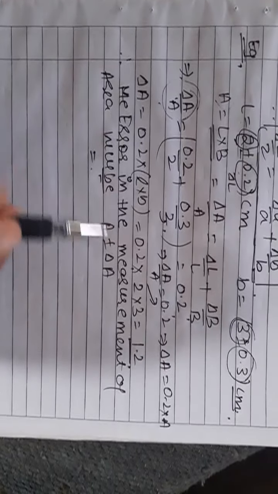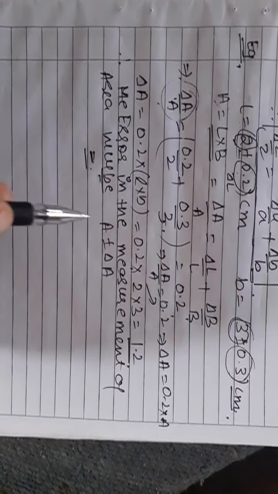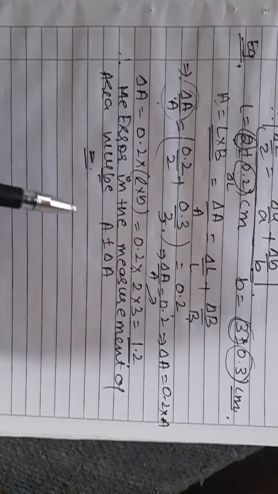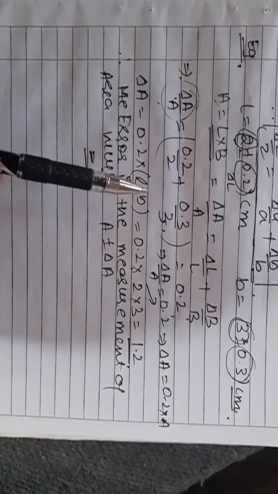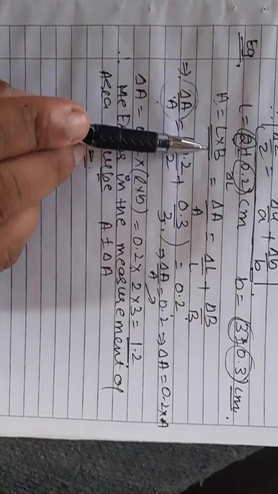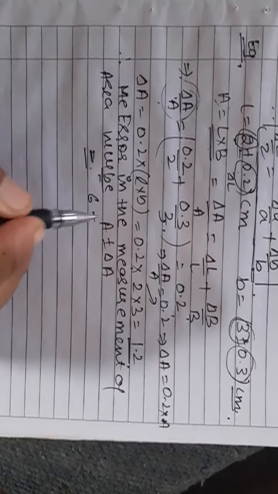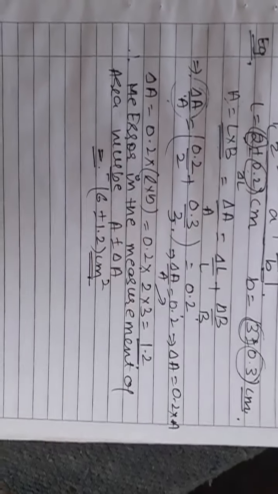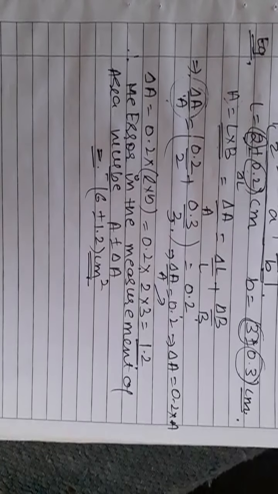What is A, beta? What was A? I have to look again. What was A, beta? A was length into breadth: 2 into 3, 6 plus minus 1.2 centimeter square. So this is the method by which we can solve the numerical if it is multiplied.